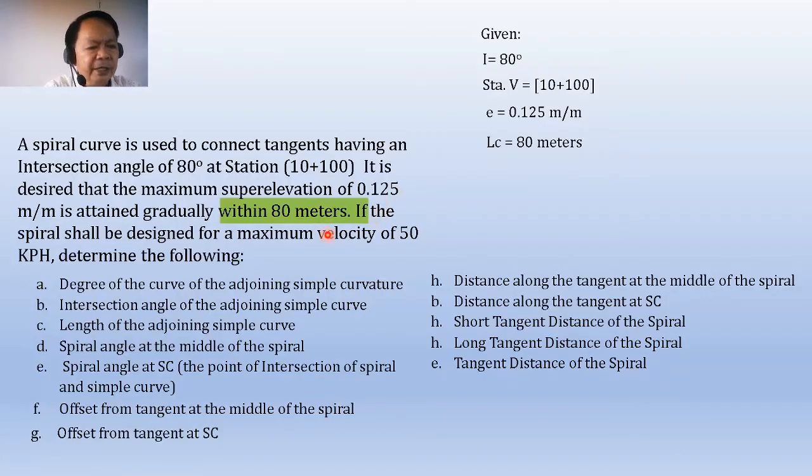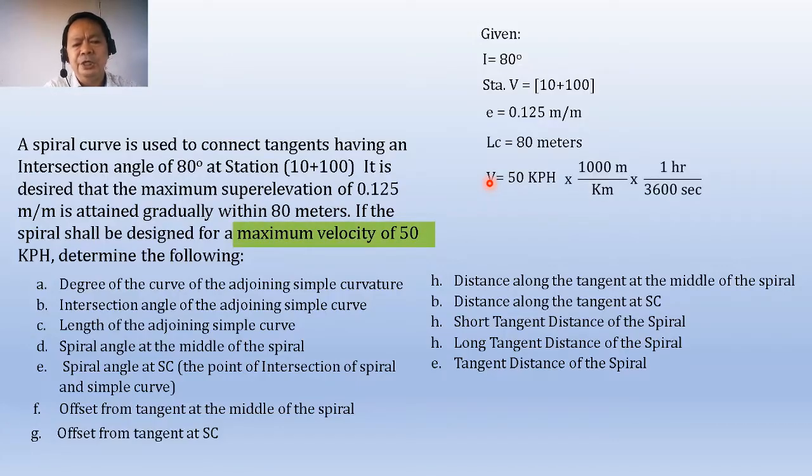And we are also given that the spiral shall be designed for a maximum velocity of 50 kilometers per hour, so we mean that we are given here the maximum velocity V, which is equal to 50 kilometers per hour. And if this will be converted into meter per second, then we multiply it by the corresponding conversion factor that for every 1 kilometer, there are 1,000 meters, and for every 1 hour, there are 3,600 seconds. And if this will be simplified, our maximum velocity will be at 13.88 meter per second.